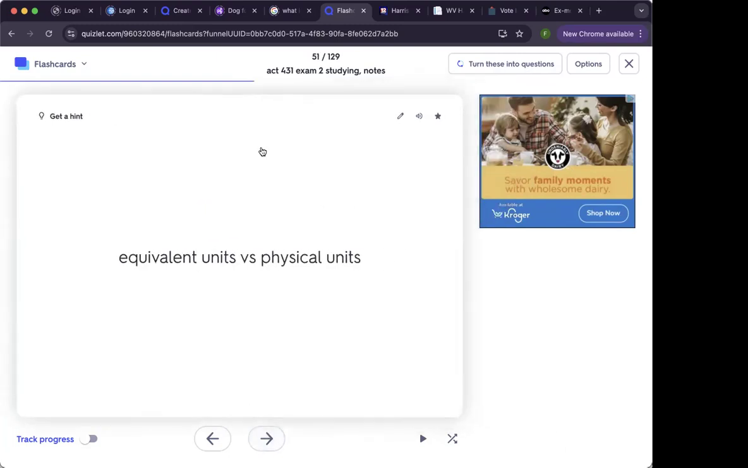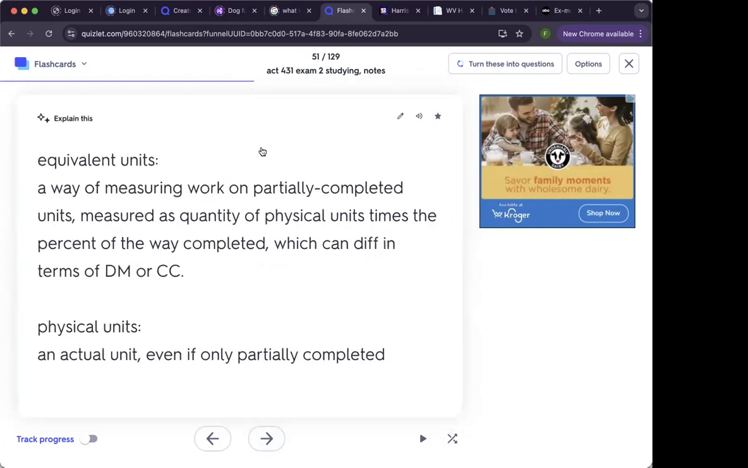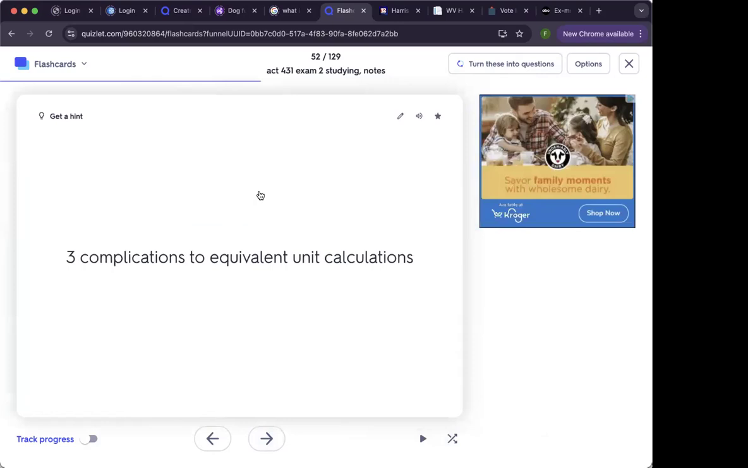Equivalent units versus physical units. Equivalent units, a way of measuring work on partially completed units, measured as quantity of physical units times the percent of the work completed, which can differ in terms of direct materials or conversion costs. Physical units is an actual unit, even if only partially completed.